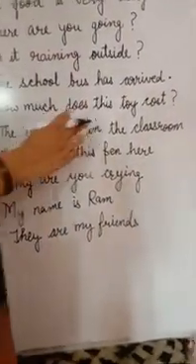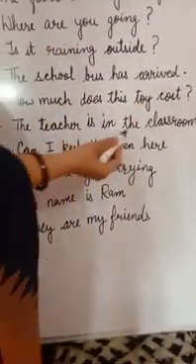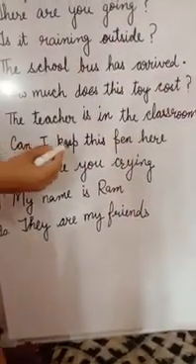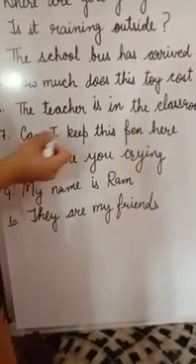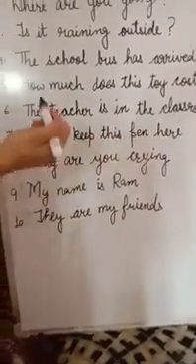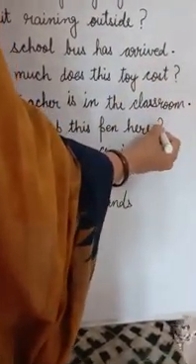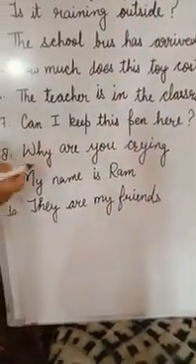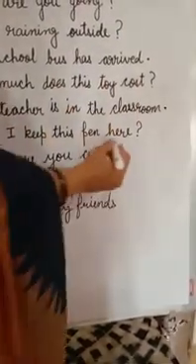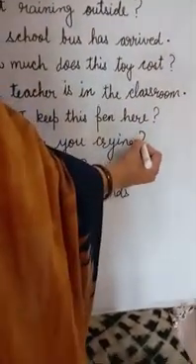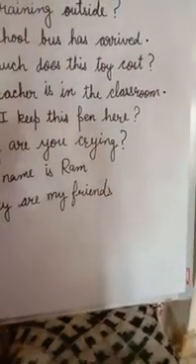The teacher is in the classroom. Here we are telling. So it's a statement. We will put a full stop at the end. Can I keep this pen here? Here we are asking the permission. We are asking something. So, we will put a question mark here. Why are you crying? Here also we are asking something. So, it's a question. We will put a question mark at the end.